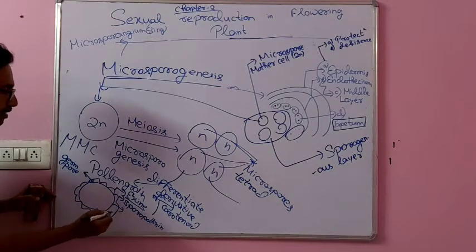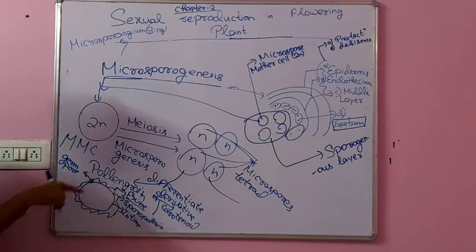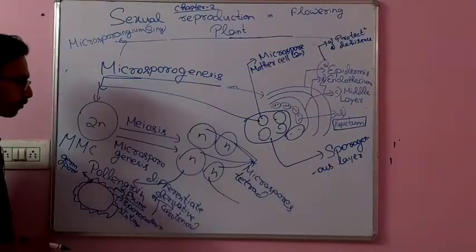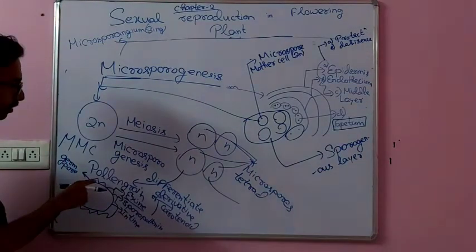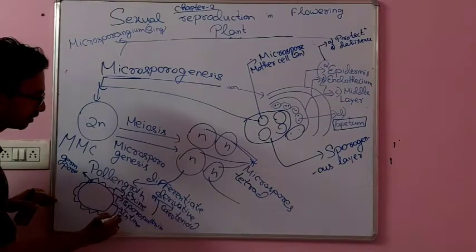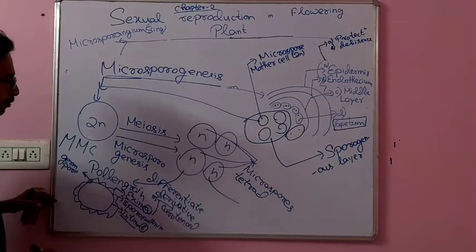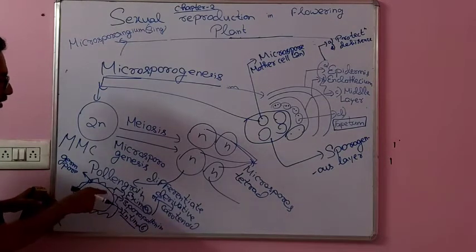Below the exine, another layer is present, that is the intine. Intine is a continuous layer. Inner to the exine layer, the intine layer is present. This is the outermost layer, and intine is inside it. Now see the difference between exine and intine.